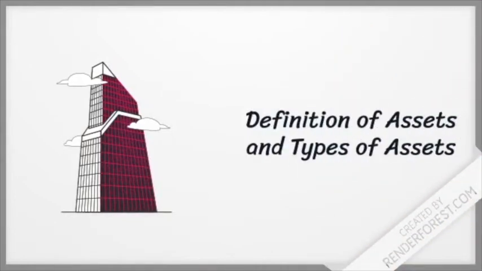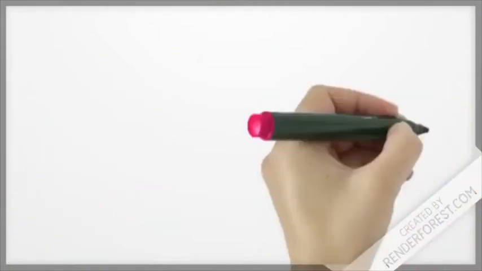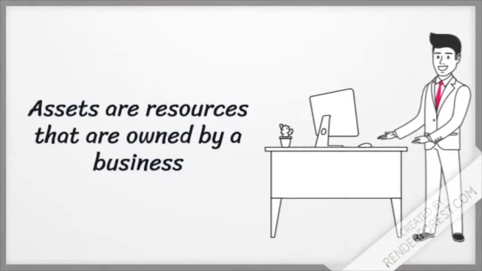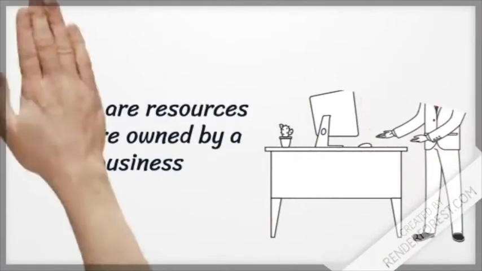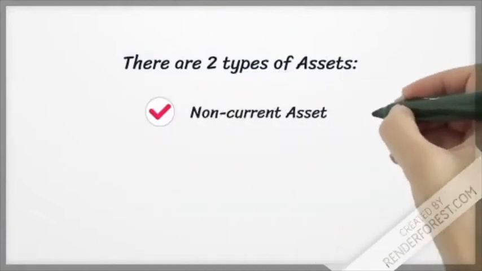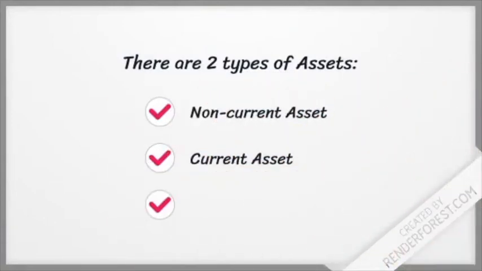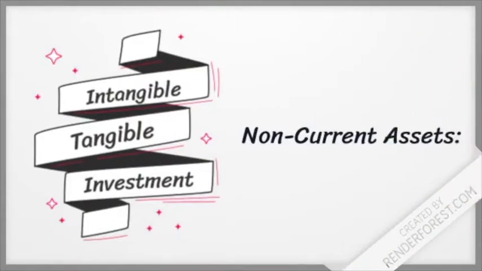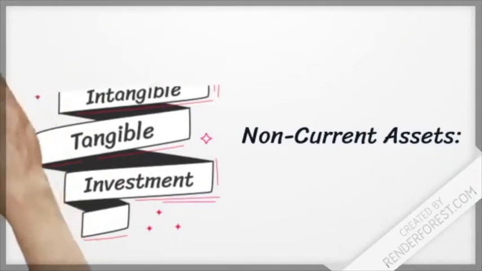Moving on, I am going to explain the definition of assets and types of assets. Assets are resources that are owned by a business. And there are two types of assets. The first one is non-current asset and the second one is current asset. Non-current assets are divided into three, which are intangible non-current assets, tangible non-current assets, and investment.